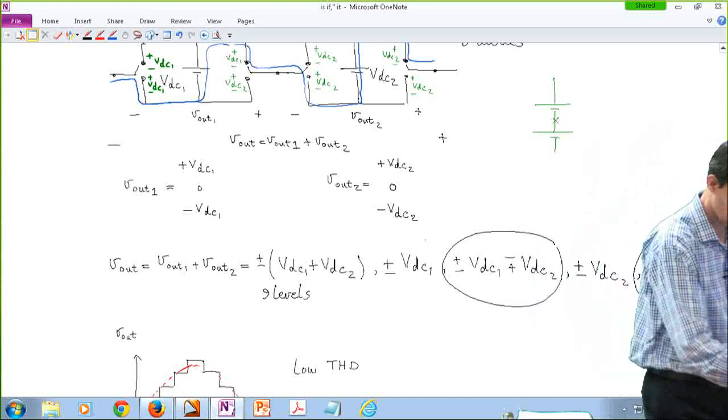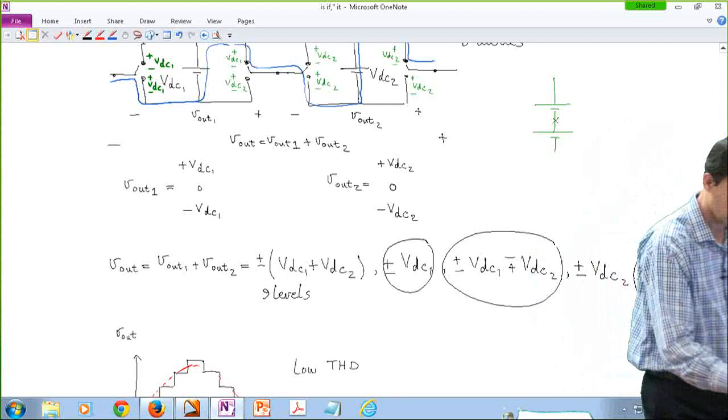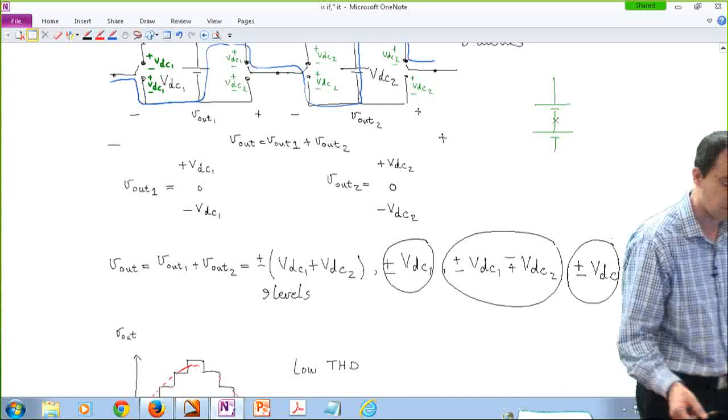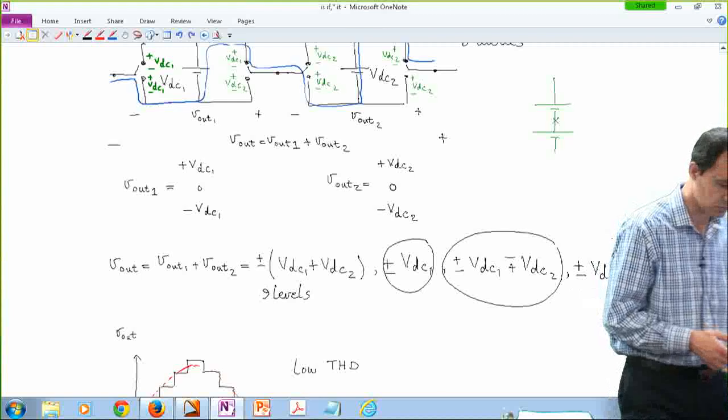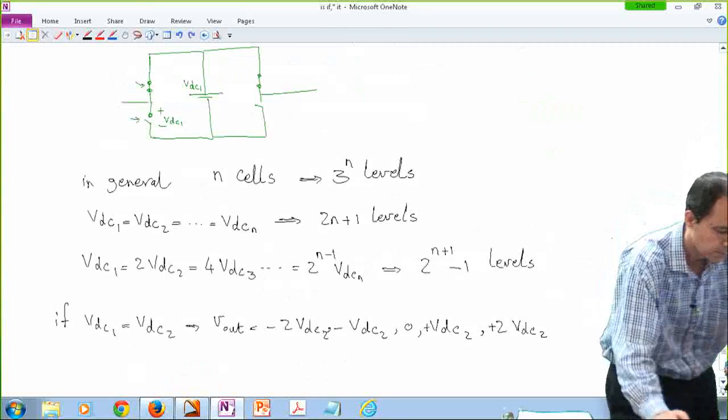The other one is positive and negative 100, positive and negative 100. So they're, again, identical. So again, this reduces levels and adds to the redundancy in the system.